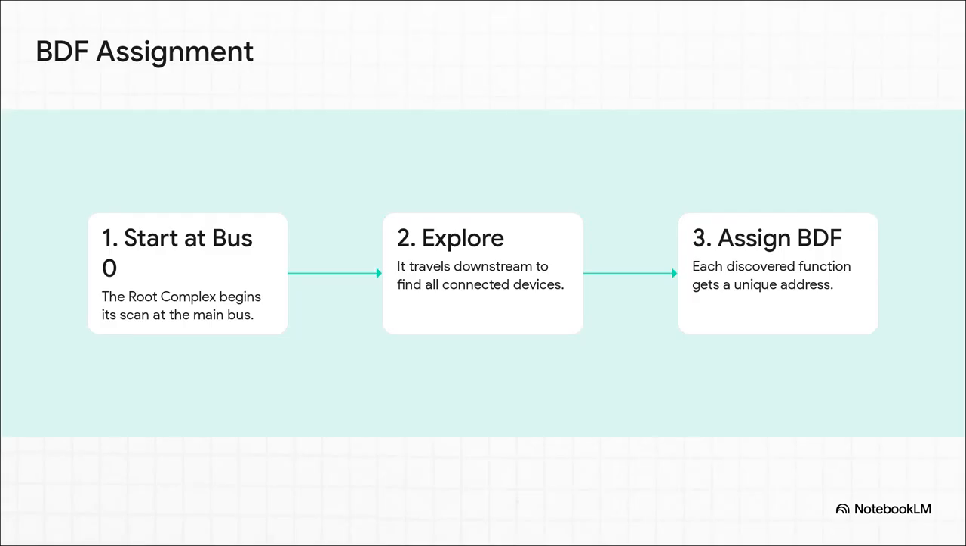So how do these BDF addresses actually get assigned? Well, the system's core, which is called the root complex, basically acts like a census taker. It starts its whole journey at the main highway, bus 0, and then it just starts exploring every single connection downstream. And as it finds a new function, boom, it assigns it a unique bus, device, and function number, building out this complete map of everything in the system.